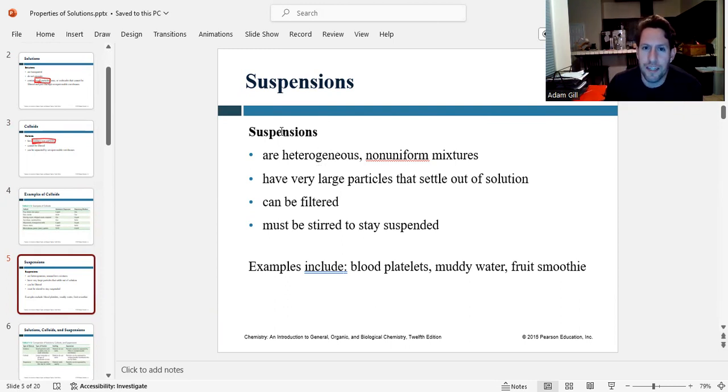And so suspensions have large, very large particles, and you can filter them, right? If I put muddy water through a coffee filter, the water will come through, but the mud will stay in the filter. And so some examples of this include blood platelets, muddy water, like a fruit smoothie, right?